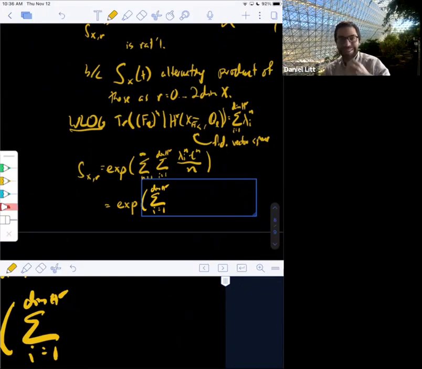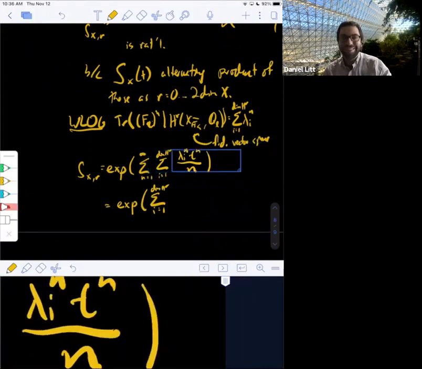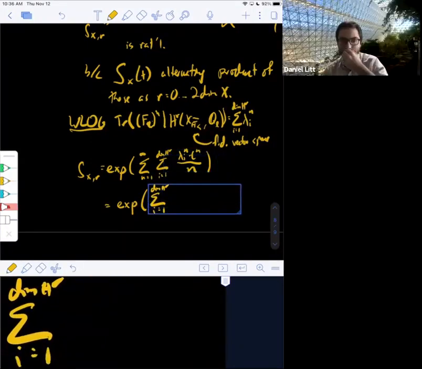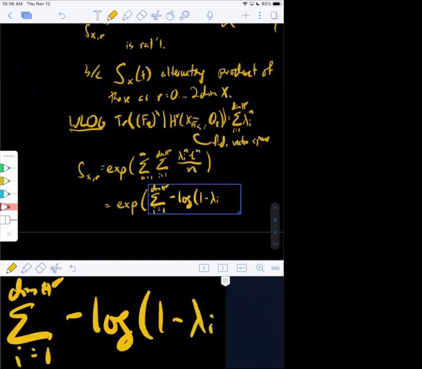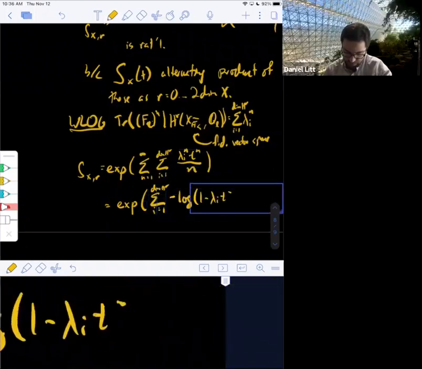Anyone? Can anyone tell me what this is the Taylor series for? For log of 1 minus lambda. I think maybe it's negative log of 1 minus lambda. Yeah, it is negative. So maybe it's 1 minus lambda_i t to the power of t, I think is what it actually is. Right?